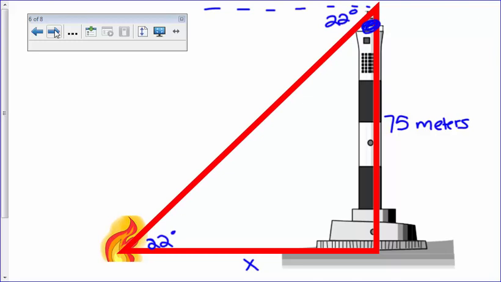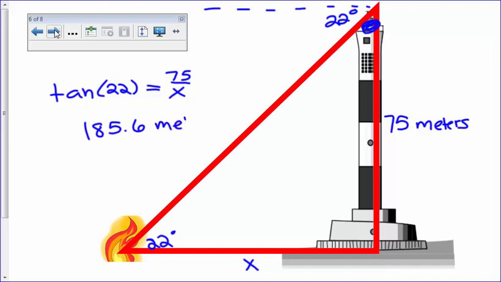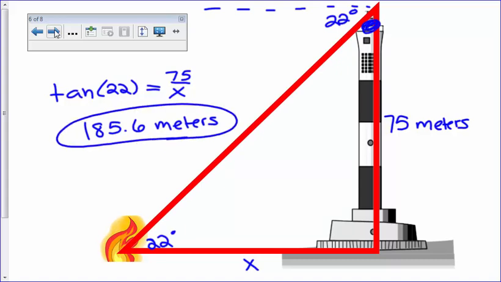Okay, so now pause it again and see if you can figure out the value of x, rounded to the nearest tenth. All right, so did you use tangent? Tangent of 22 is equal to 75 over x. Plugging that in your calculator, you should get an answer of 185.6. And this time we want to make sure we're consistent. We're talking about meters.